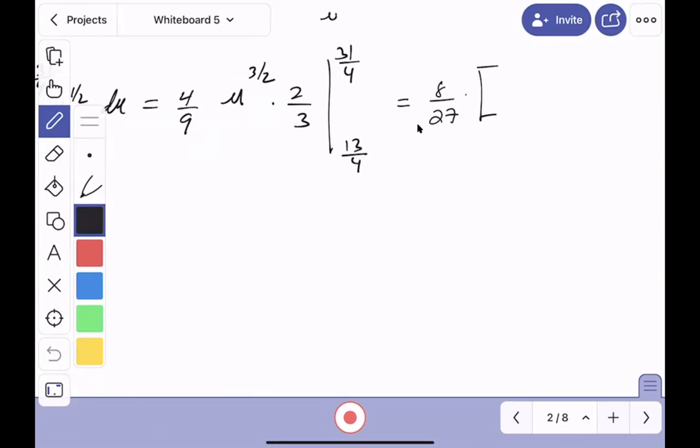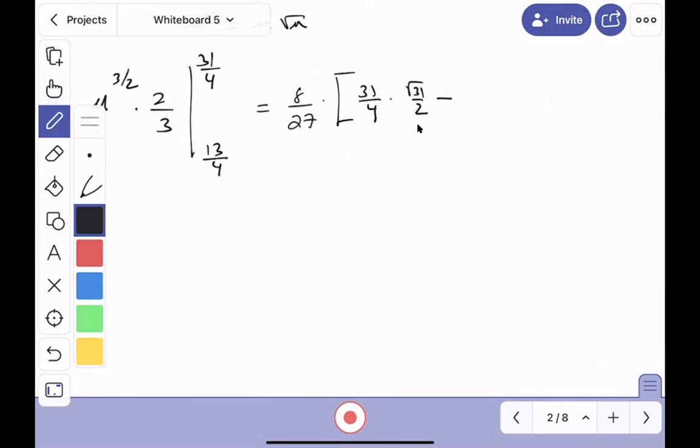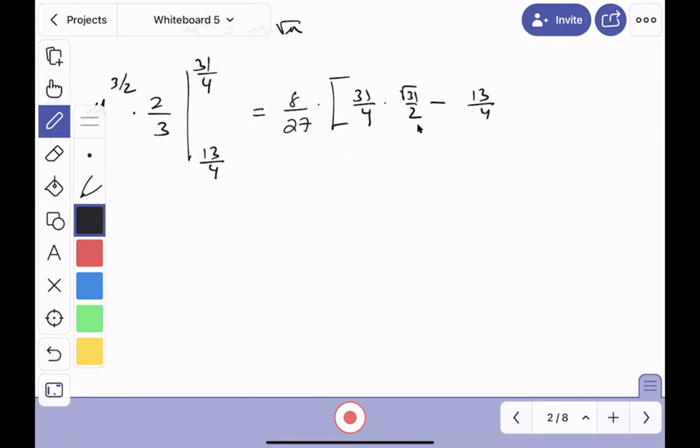I want to emphasize that u to the 3 halves is u root u. That's what that means. So what do I get? I would get 31 quarters times, let's see if I did that right. 2 times 4 is 8, 27. I did it right. So 31 quarters is u, and then the square root of that would be root 31 halves, minus, I'm going to do 13 quarters now. So it's 13 quarters, root 13 halves.